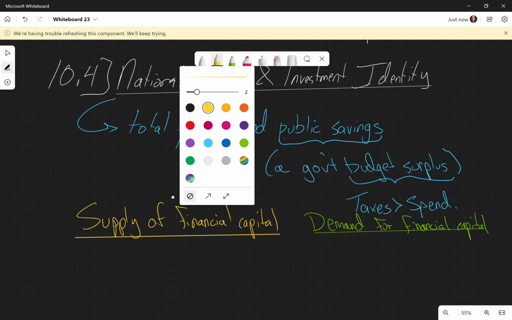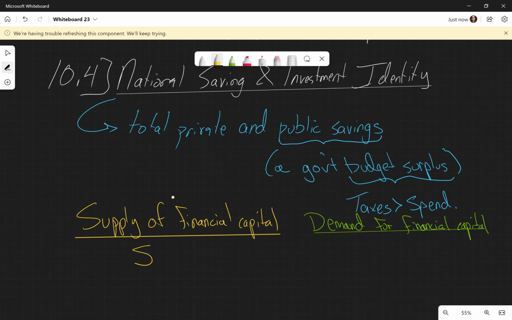All right, so this is going to be our savings by all of our individuals, and then it's going to be plus what we're paying for imports minus what we're paying for exports. So that's our supply of financial capital. It's all of our savings by individuals and firms, and then it's whatever we've imported minus whatever we've exported.